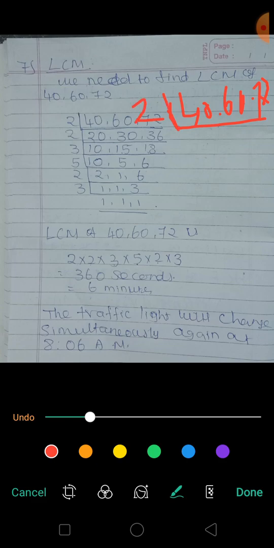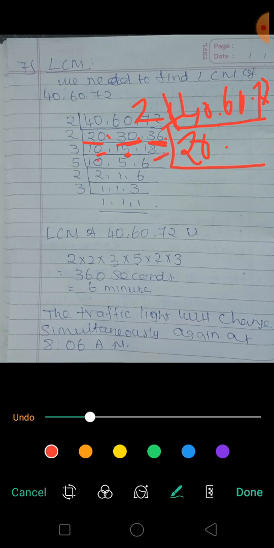Okay, take the 2 table. In the 2 table, how many times 2 makes 40? 20 times 2. And then 30 times for 60, and 36 times for 72. Now look at these numbers: 20, 30, 36. In which table can you take them? Again the 2 table, because all are even numbers, all ending in even digits. So in the 2 table, 10 twos are 20, 15 twos are 30, 18 twos are 36.